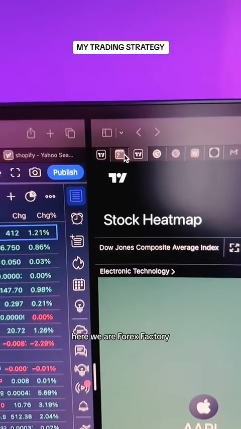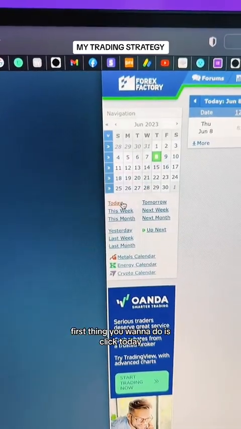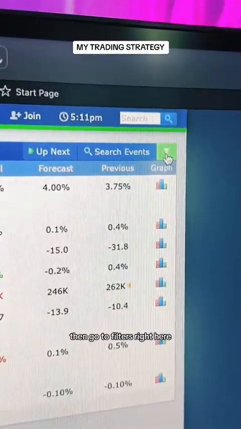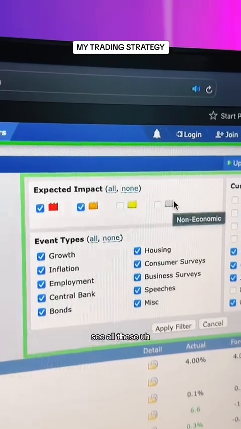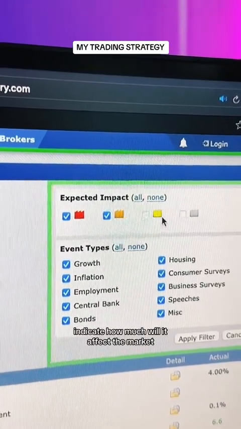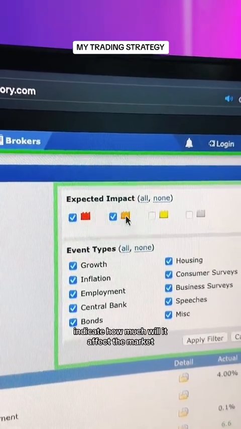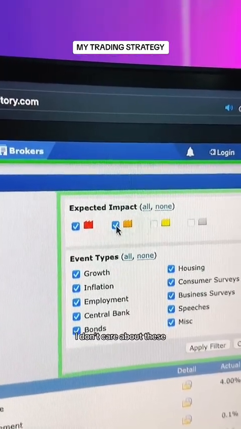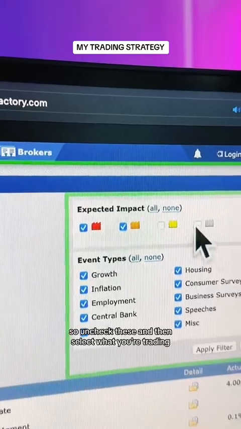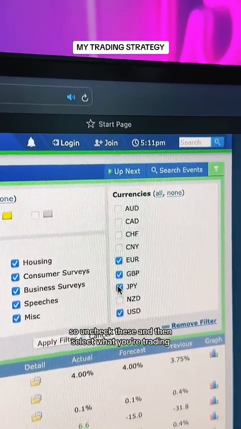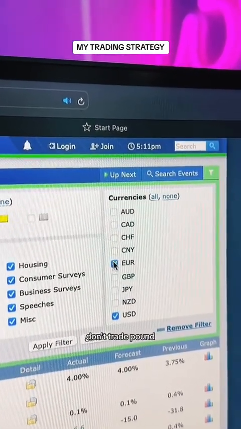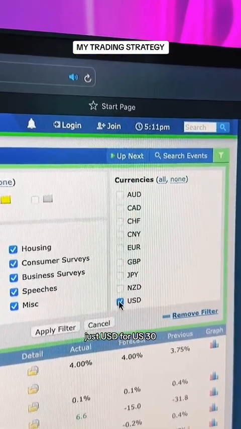Here we are, Forex Factory. Click there. Boom. First thing you want to do is click today, then go to filters right here. See all these folders right here indicate how much it will affect the market. I don't care about these, just these and these. So uncheck these and then select what you're trading. I don't trade yen, pound, or euro, just USD for US 30.